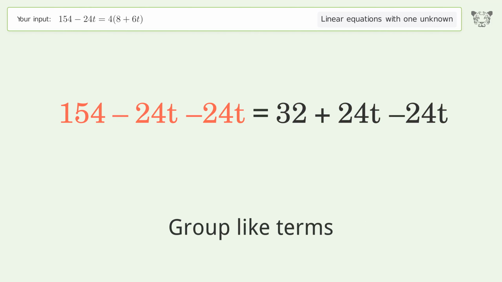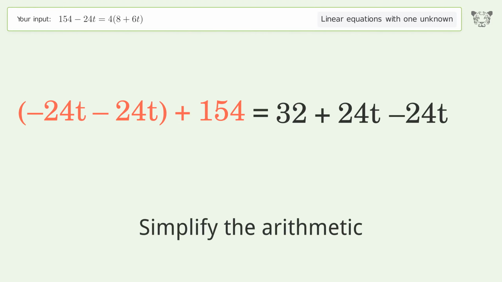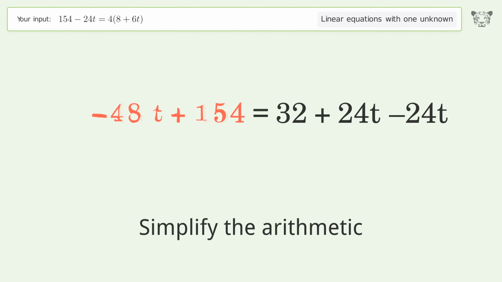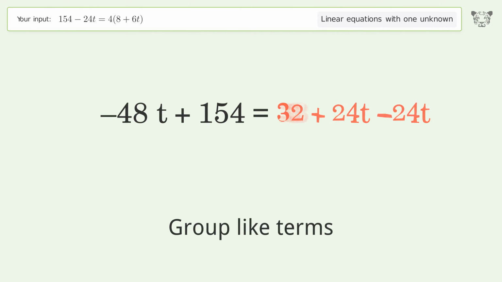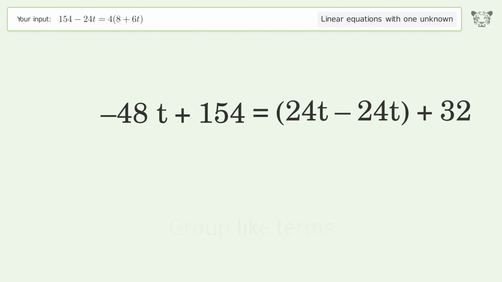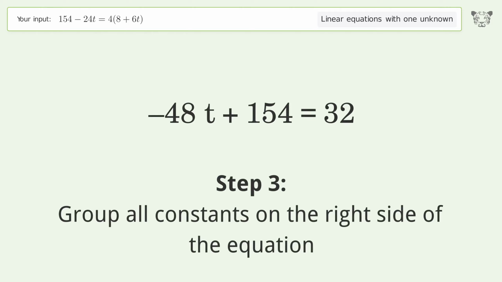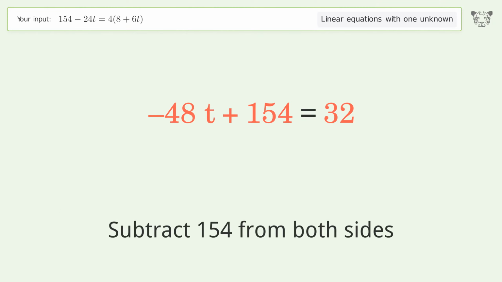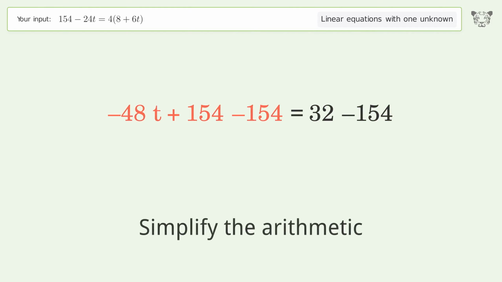Group like terms. Simplify the arithmetic. Group like terms. Simplify the arithmetic. Group all constants on the right side of the equation. Subtract 154 from both sides. Simplify the arithmetic.